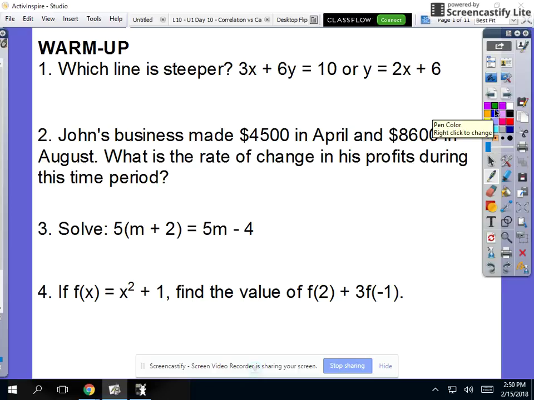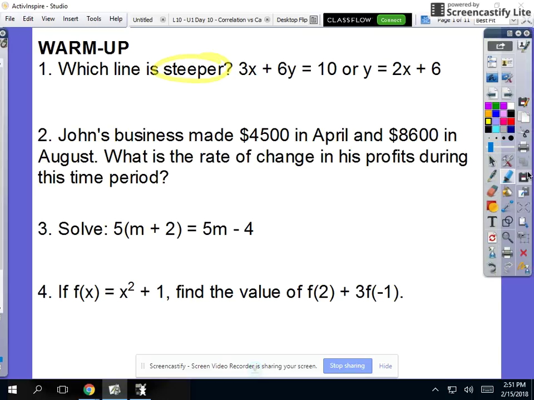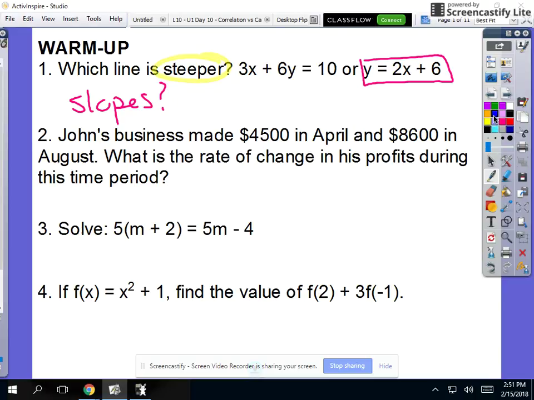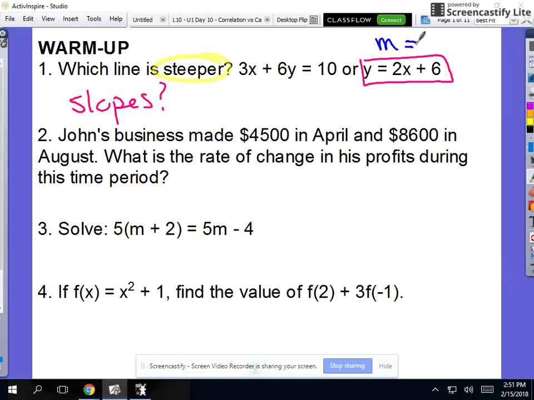In this particular question here, it's asking for which one is steeper. So it's asking really for us to compare what? It's asking us to compare our slopes. The only way we know which one is steeper is which one has the larger slope. So I'm going to start with the one on the right because that's super easy. The slope here is already given to us because our equation's already in y equals mx plus b. So our slope is 2.